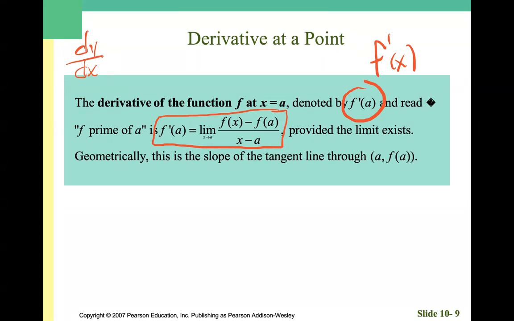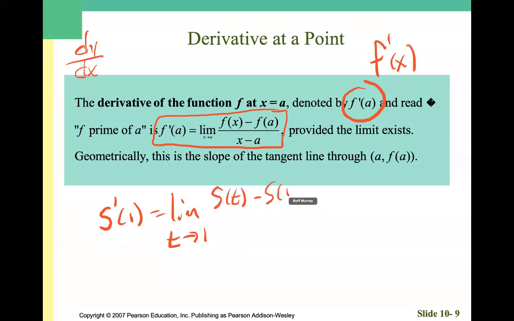Now, we just found, in our case, s prime of 1 by taking the limit as t approaches 1 of s of t minus s of 1 over t minus 1. It wasn't x, but it was t, big deal. Can you see that we just used that idea? It's a different function name. It's not f, it's s. And we did it at 1. So we just developed that.